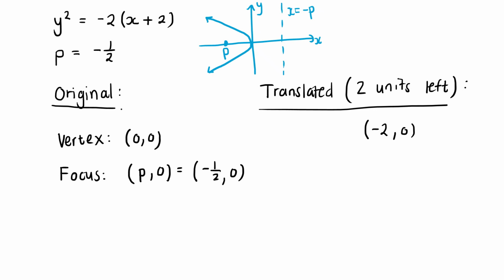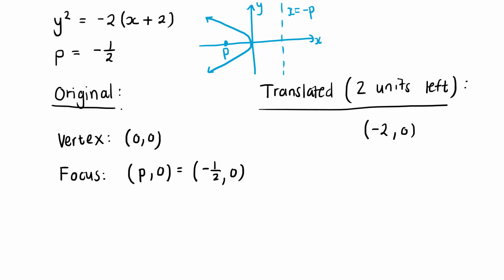The focus will be inside the parabola, at (p, 0), which in this case is (-1/2, 0), and then the directrix will be the same distance from the origin, but in the opposite direction. So it will be at x is negative p. We'll take a look at that now.